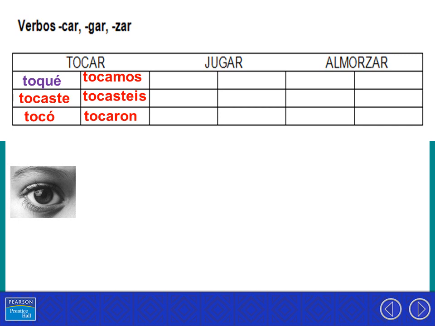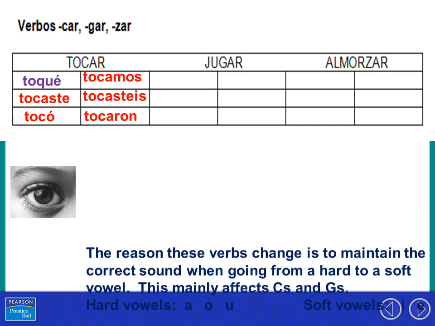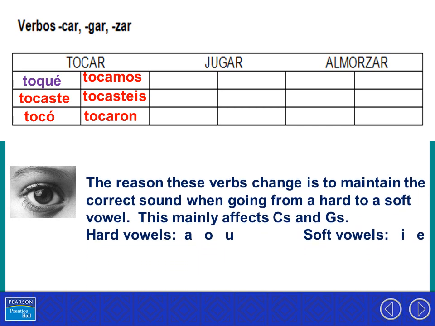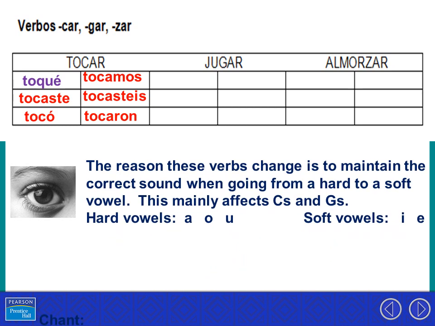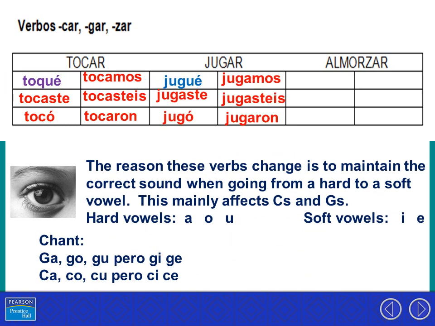Okay, next spelling rule. G turns to GU in front of E to keep that hard G sound. So we are going to take a look at jugar. Jugué, jugaste, jugó, jugamos, jugasteis, jugaron. So again, G turns to GU in front of E to keep the hard G sound. All of the other conjugations are normal.